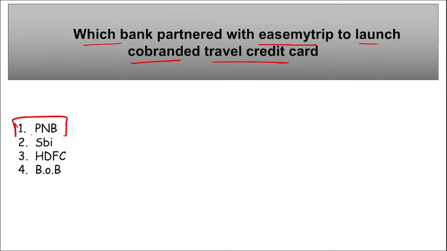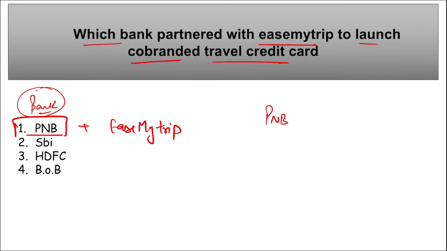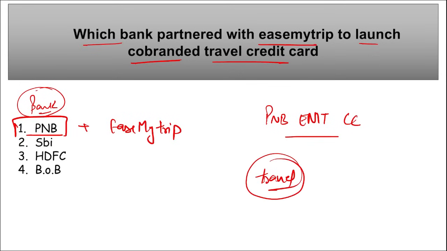Which bank partnered with Ease My Trip to launch a co-branded travel credit card? So it is Punjab National Bank and Ease My Trip, right? These are the two organizations, bank and company, correct? So they have partnered together to launch a co-branded travel credit card that will be named the PNB EMT credit card, correct? This is a co-branded travel credit card that will be very beneficial for travel, correct?